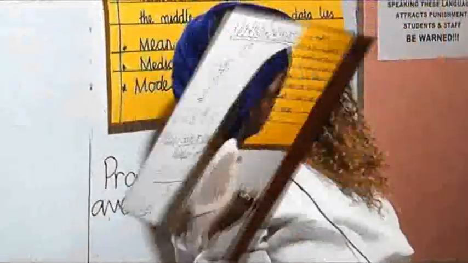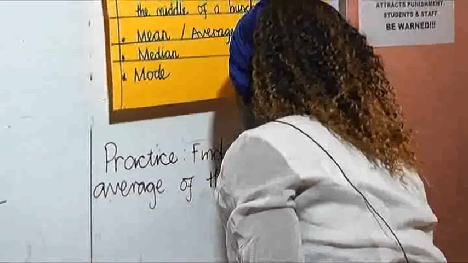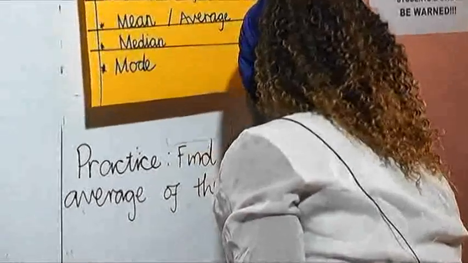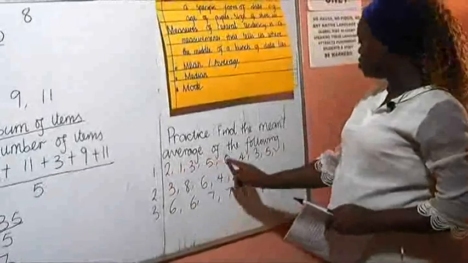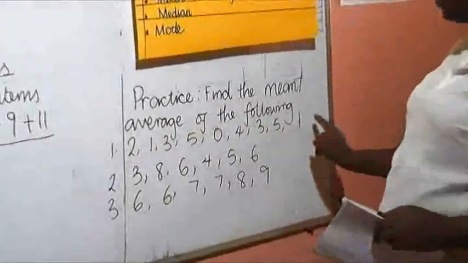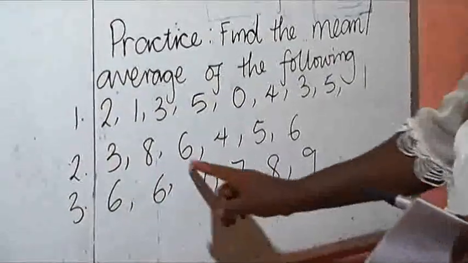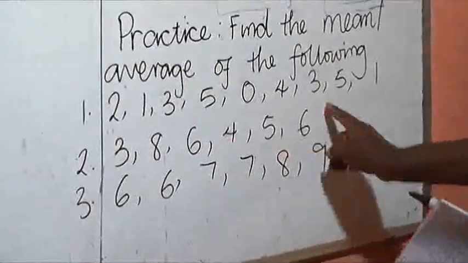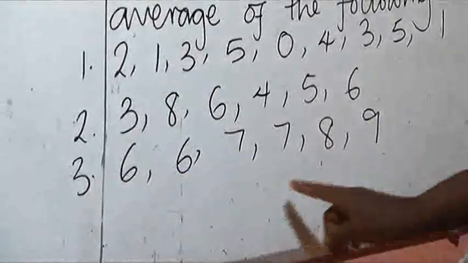Now, before we go, I have some questions you are going to practice on your own. The first one you have 2, 1, 3, 5, 0, 4, 3, 5, 1. And number 2 you have 3, 8, 6, 4, 5, 6. And number 3 you have 6, 6, 7, 7, 8, 9.